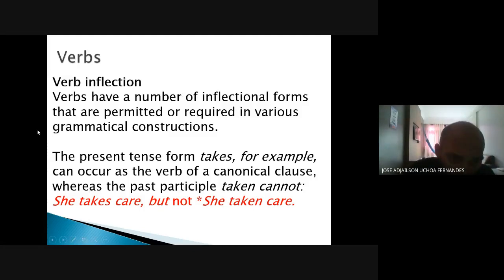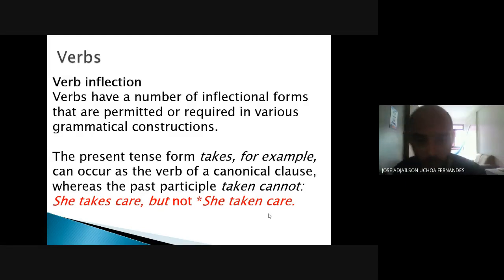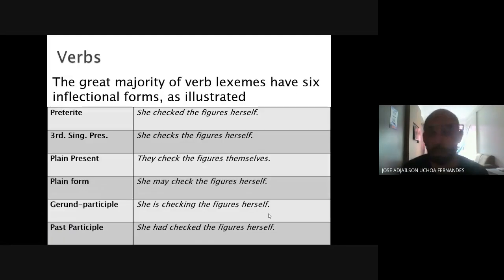So it is grammatical to say she takes care, but it's ungrammatical. Whenever you see an asterisk like this, it means ungrammatical. It is ungrammatical to say she taken care. I cannot put any verb inflection the way I wish in a sentence. I should look at the sentence, decide the verb tense, and use the appropriate verb inflection. Choose the appropriate verb form to have tense and number concordance. So this is the very first thing.